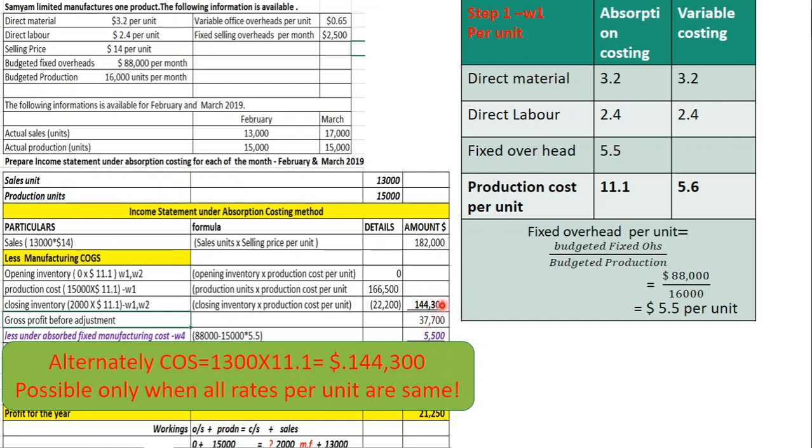So it means here we don't need to take the trouble of calculating opening stock, adding up production cost and then deducting closing stock. You can simply multiply your sales units. This is 13,000. Sorry, I missed out a 0 out here. You will get the same amount, but this is possible only when all rates per unit are the same. It means you will have to have this 11.1 same for all three data. If the opening stock rate is different, you cannot use this formula.